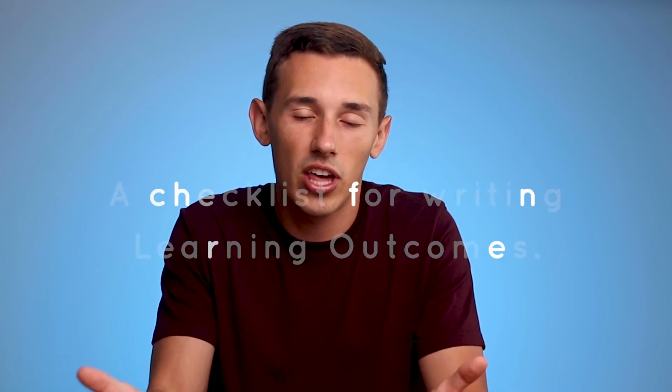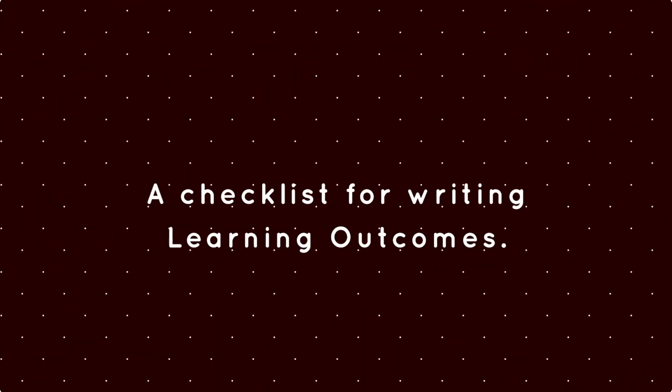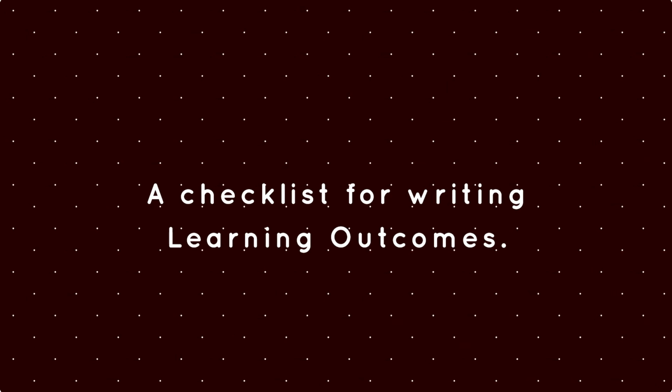Hopefully by this point in the video, I've given you enough to get started with identifying your course outcomes and also writing them in a formulaic way that's really helpful for you and for your students. But what I want to do to conclude this video is just give you a final checklist for writing learning outcomes. So this is when you really want to word them well and word them in a way that's going to work for you and work for your students.